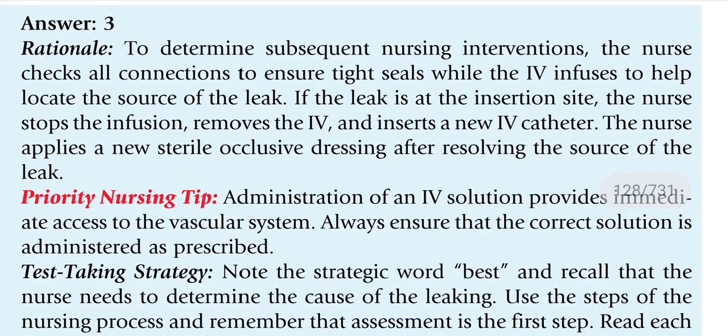Answer 3. Rationale. To determine subsequent nursing interventions, the nurse checks all connections to ensure tight seals while the IV infuses to help locate the source of the leak. If the leak is at the insertion site, the nurse stops the infusion, removes the IV, and inserts a new IV catheter. The nurse applies a new sterile occlusive dressing after resolving the source of the leak.